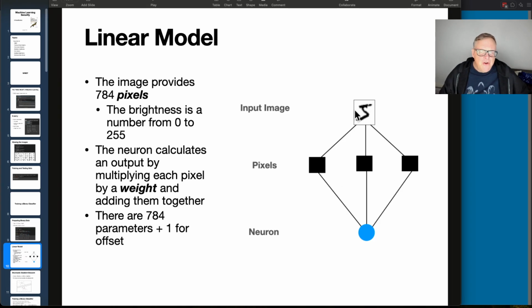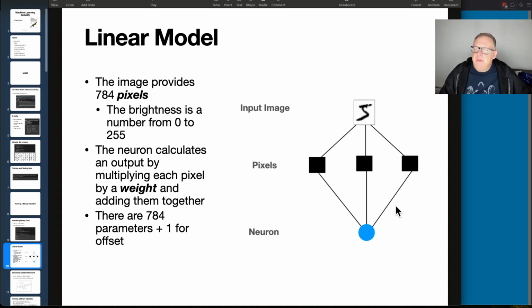We take all 784 pixels and run them into a single neuron, and that neuron just takes the signal from this pixel and multiplies it by a weight factor. Then you add one constant offset to it all, so there's a total of 785 parameters in this model. One for the weight of each of these and one for the offset.